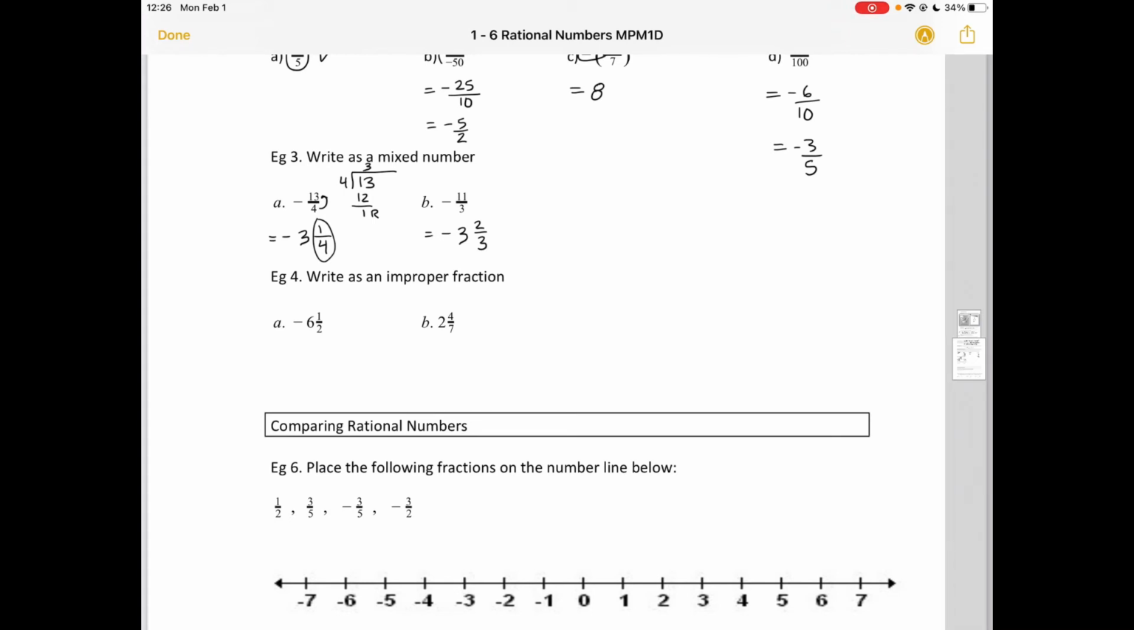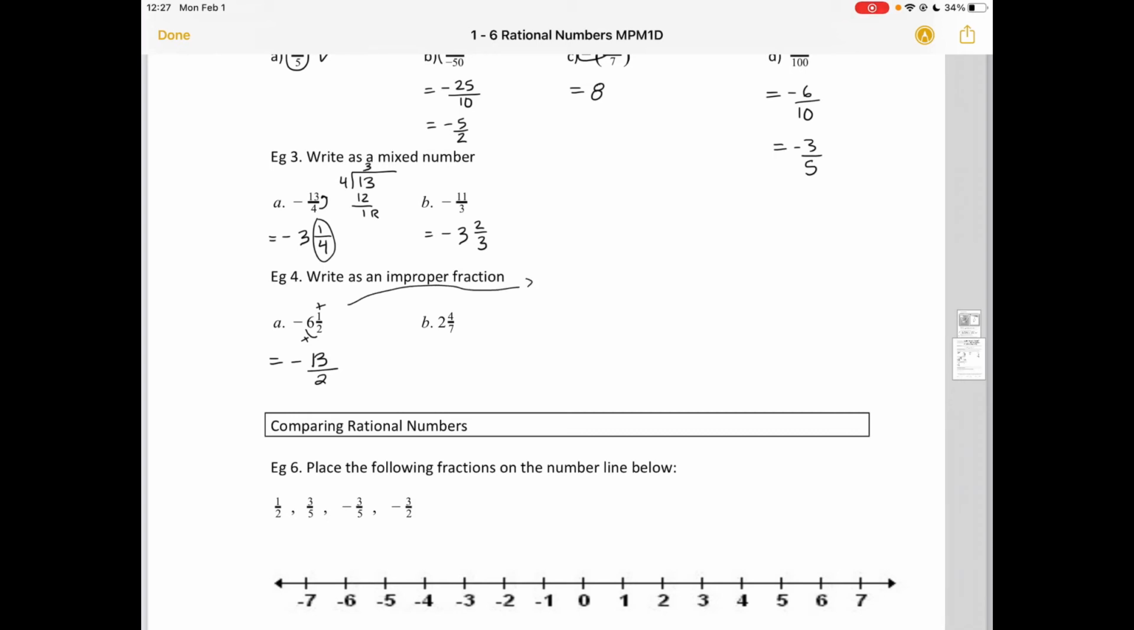You should also be able to go the other way and write a rational number as an improper fraction. Just like in example 3, the sign doesn't change through this part, it's just the fractional component. So the first thing that I'm going to do is take the whole number and multiply it by the denominator, and then I'm going to add the numerator. 6 times 2 is 12, plus 1 is 13, and then I'm going to divide by 2.